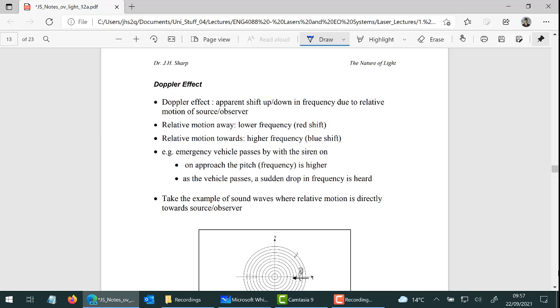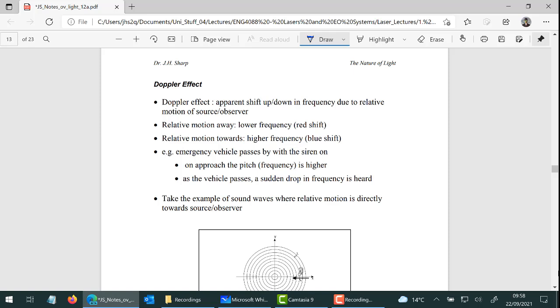And finally, with waves, what we're going to do is look at the behaviour of light in terms of waves, rays and photons, and see if we can exploit it in some way to do something useful for taking a measurement or for material processing or something like that.